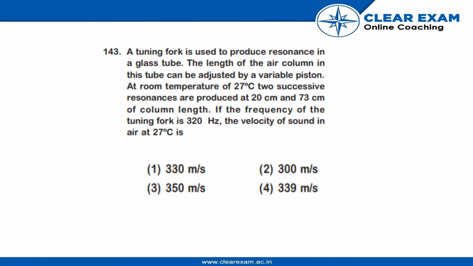Hey guys, in this question we are given a tuning fork which is used to produce resonance in a glass tube, and the length of the air column in this tube can be adjusted by a variable piston. At room temperature of 27 degrees Celsius, two successive resonances are produced at 20 centimeter and 73 centimeter of column length. If the frequency of the tuning fork is 320 Hz, we need to find out the velocity of sound in air at 27 degrees Celsius.